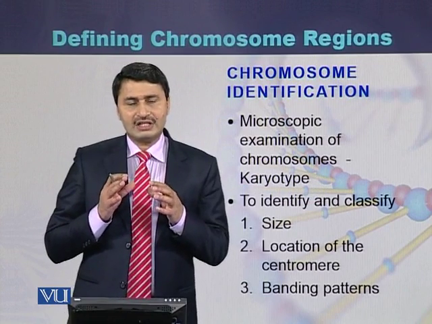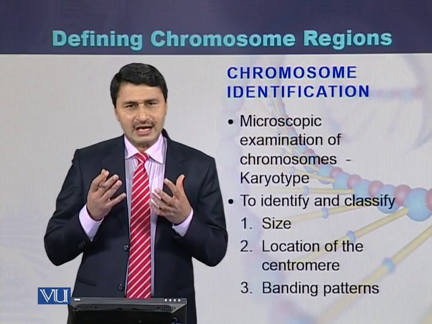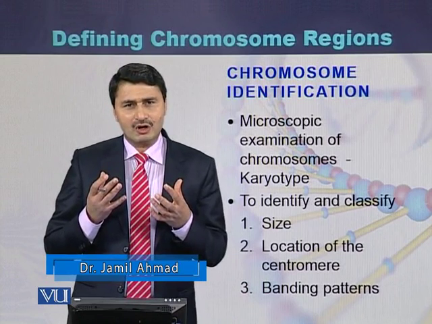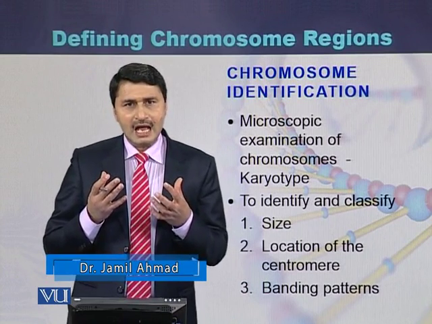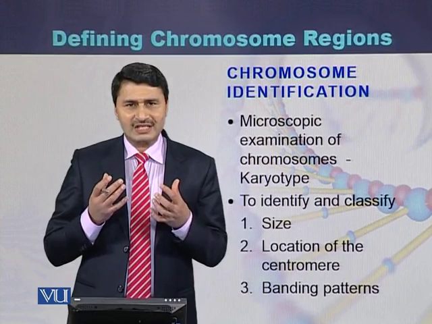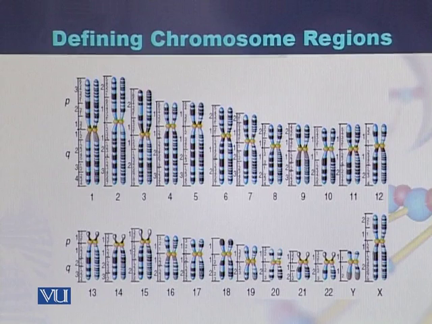Chromosome identification can be done based on 3 different things. Chromosomes can be identified based on their size. Chromosomes can be identified based on the position of the centromeres, and chromosomes can be identified based on the banding pattern which is present on the chromosomes. So this is the complete chromatogram of humans. In this chromatogram, we can see how banding patterns are represented while describing the human chromosomes.